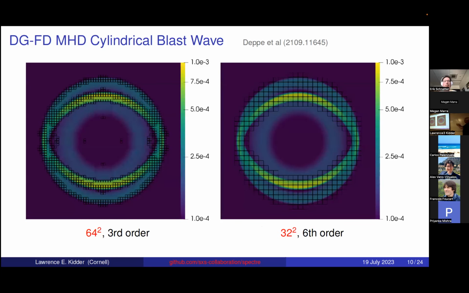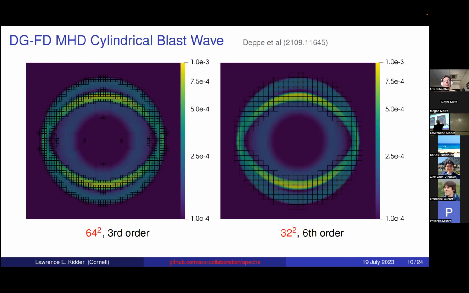And so it's the same test problem again, where now we see what we expect to see for the cylindrical blast wave. And this is shown for 2 resolutions, where we've changed the order of the DG cell, from 3rd order, 3.6 cell.